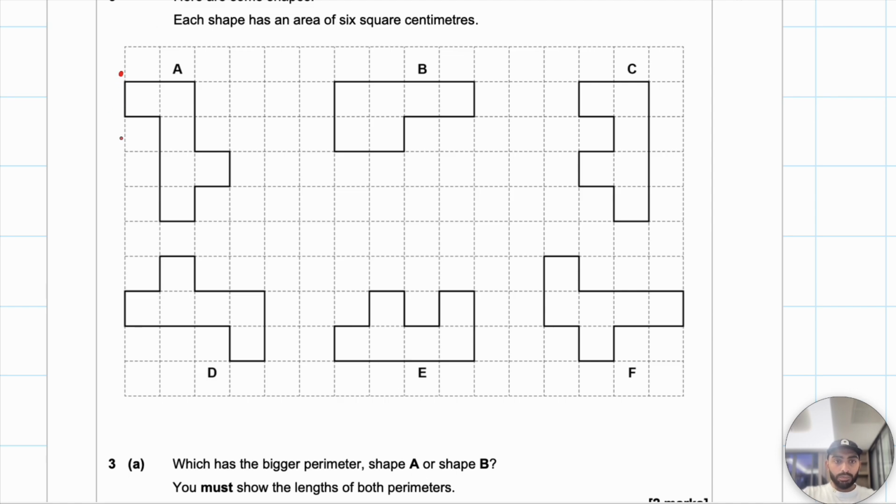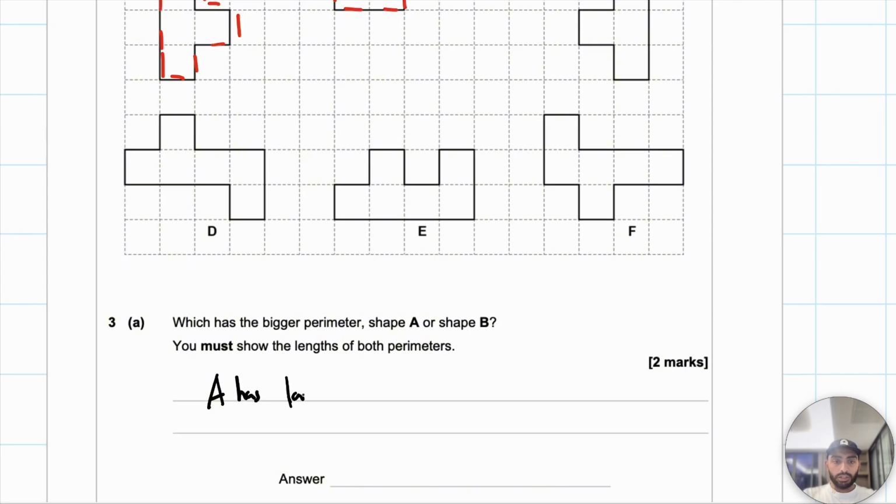So I'm going to count starting from one corner and I'll go along. So 1, 2, 3, 4, 5, 6, 7, 8, 9, 10, 11, 12, 13, 14. That was 14 centimeters. This one, I'm going to start from here. So 1, 2, 3, 4, 5, 6, 7, 8, 9, 10, 11, 12. 12 centimeters. A has larger perimeter as 14 centimeters is greater than 12 centimeters.